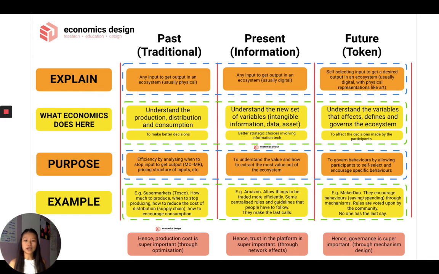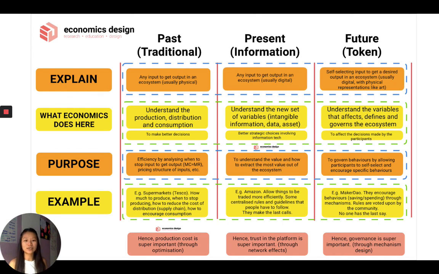With information economics, let's look at Amazon. Amazon is a platform. The platform allows buyers and sellers to trade, and they don't own anything. They just have a platform which allows coordination between buyers and sellers, so we want things to be traded more efficiently. There are some centralized rules and guidelines to follow, and they make the last call. So if there's an issue, Amazon comes in as the governing body to manage and coordinate things when things go wrong. And in the future, we're talking about decentralization.